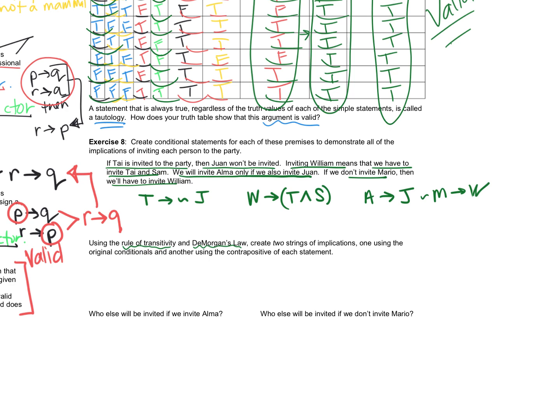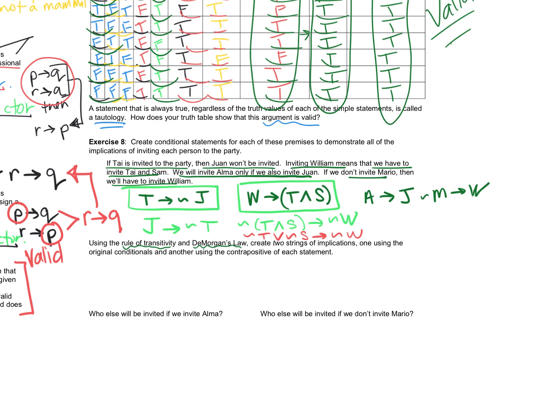Okay, so based off of those conditionals, let's write their contrapositives. For this first one, the contrapositive, remember, flip-flops it and negates it. So we're going to have that Juan implies not T. For this next one, we're going to have negation of Ty and Sam implies negation of William. But again, De Morgan's laws would say that this would be not T or not S would imply not W.